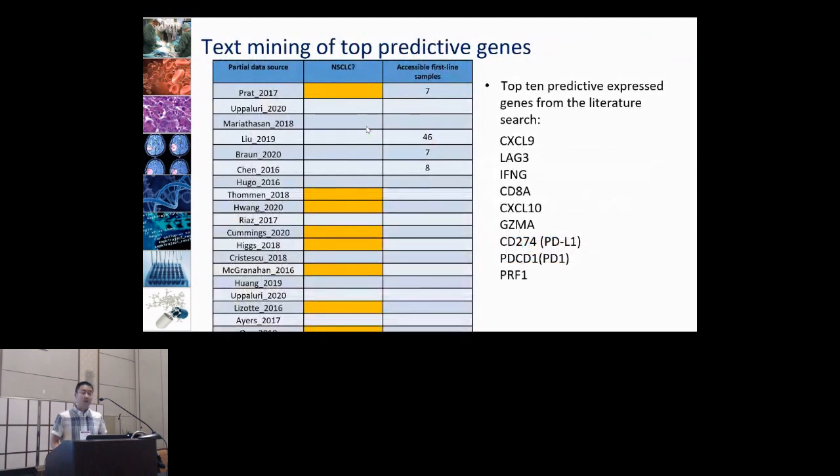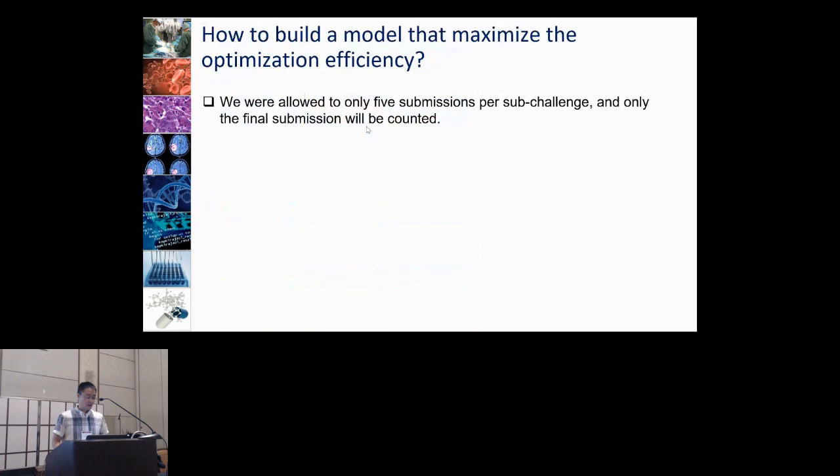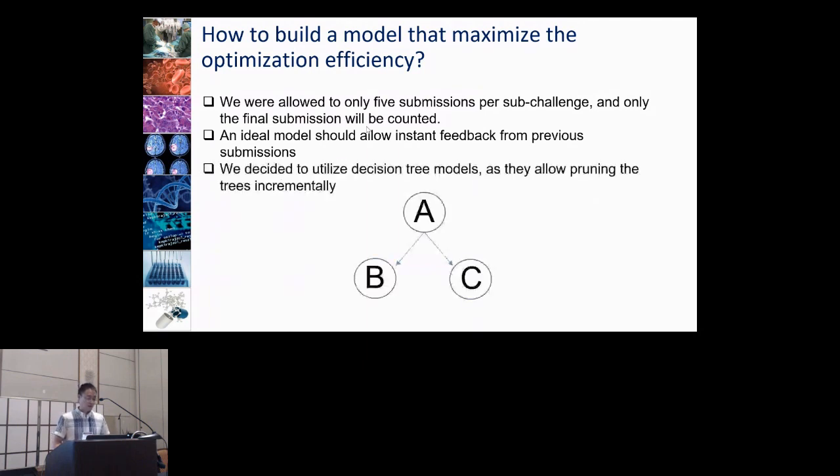We also did some text mining of top predictive genes from existing data sets, and selected 10 predictive expressed genes. So how do we build a model that maximizes optimization efficiency? We were allowed only 5 submissions per sub-challenge, and only the final submission would be counted. Ideally, we should have a model which allows instant feedback from previous submissions. That's why we decided to utilize decision tree models, as they allow pruning the trees incrementally.